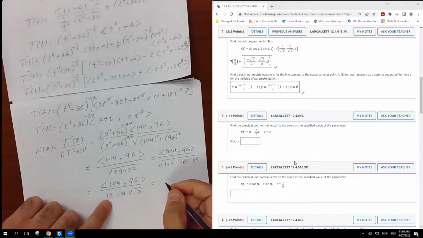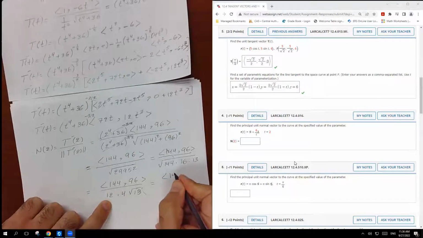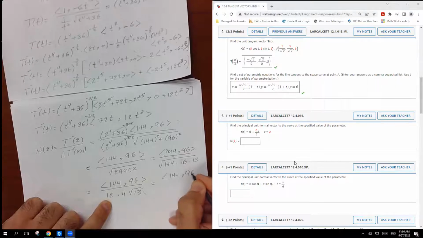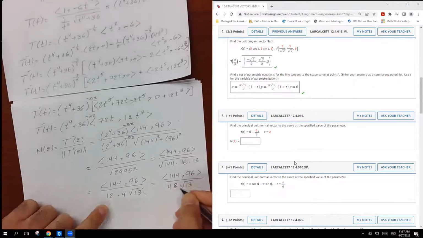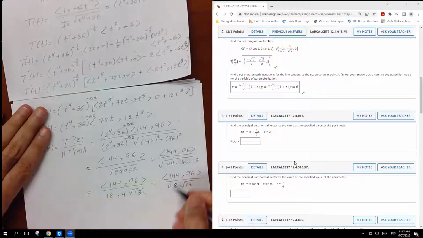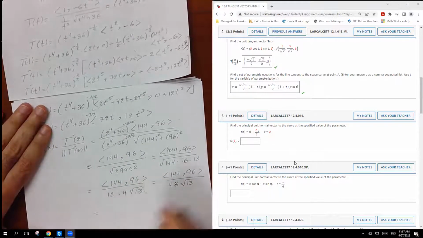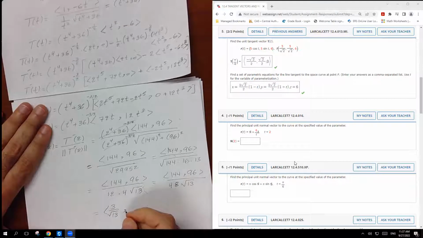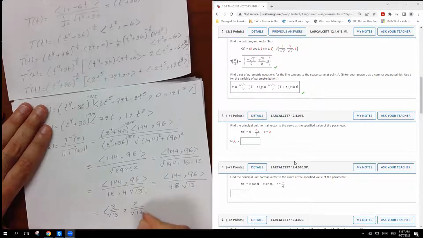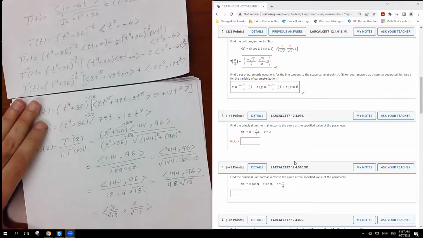So in this case, it's 48, 144, and 96 over 48. And here is the square root of 13. 144 divided by 48 is going to be 3 over square root of 13. And this one, 96 divided by 48 is going to be 2. And here's square root of 13. So this is the principal normal vector.